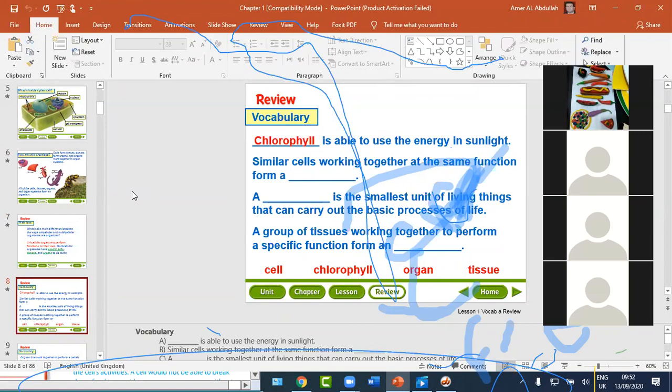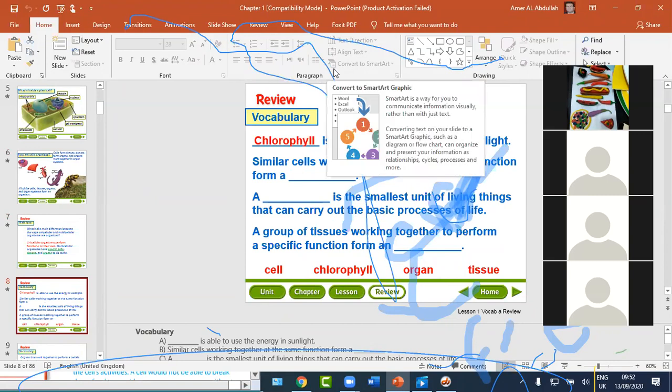Some people are drawing on the page. Yes, yes, I know.